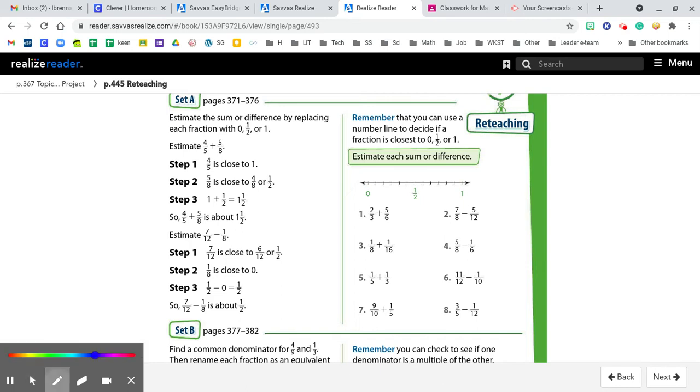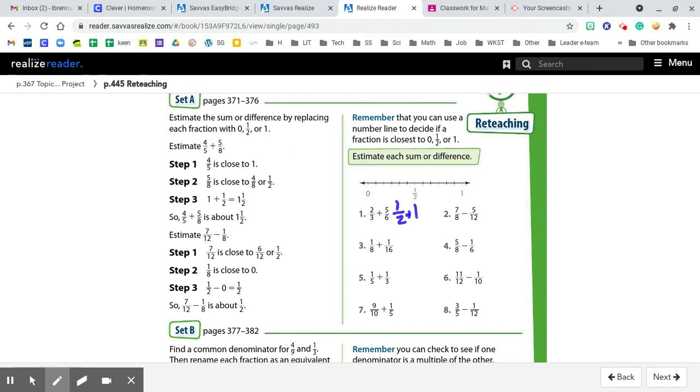All right, I'm doing set A for my reteaching, and I am estimating. So I'm looking to see whether the numbers, I'm going to use some benchmarks here. Is it closer to 0, a half, or a whole? So number 1, 1/3 or two-thirds is closer to 1/2. The book is saying, I would say it's closer to 1, but you could either have 1/2.